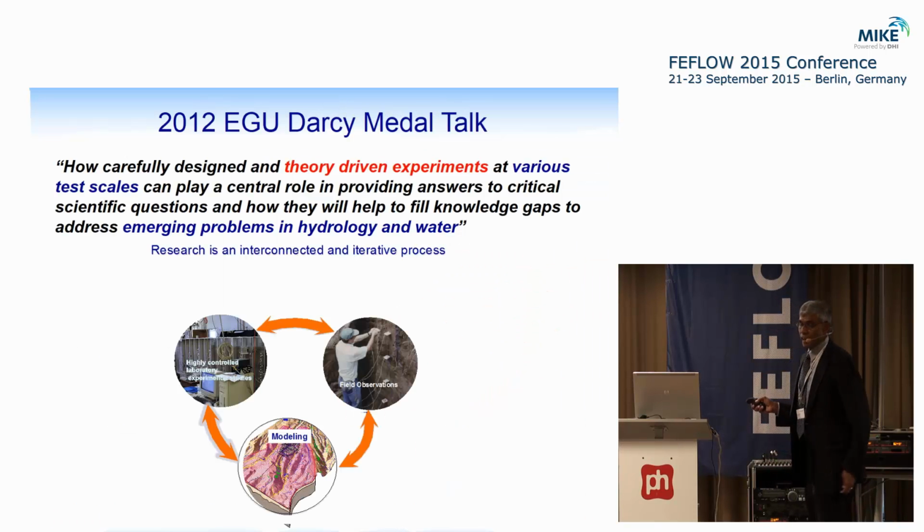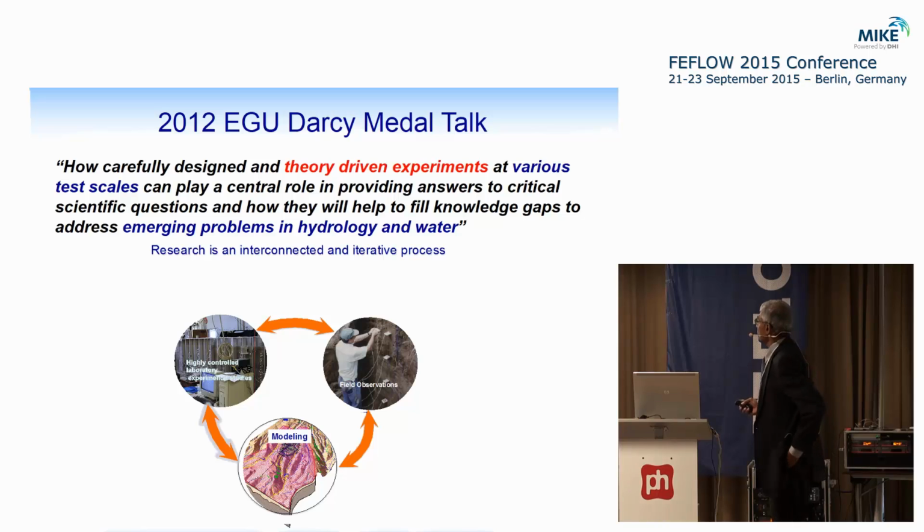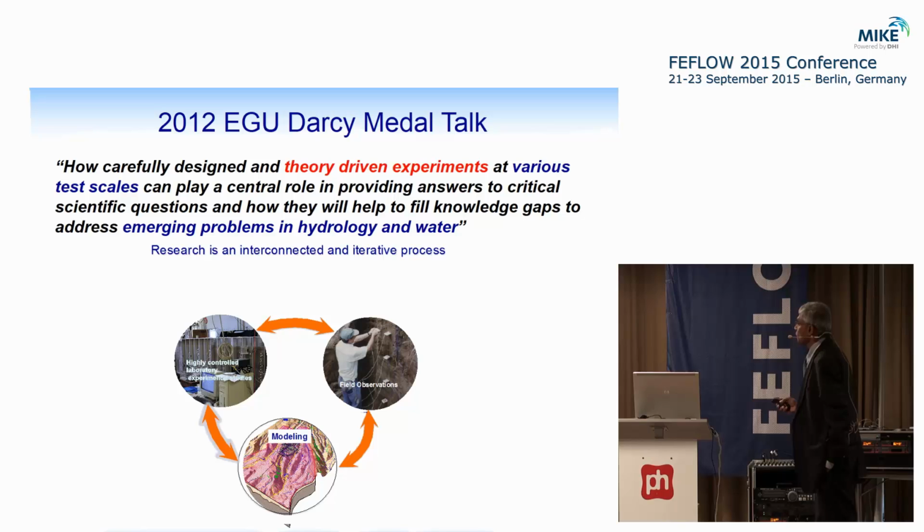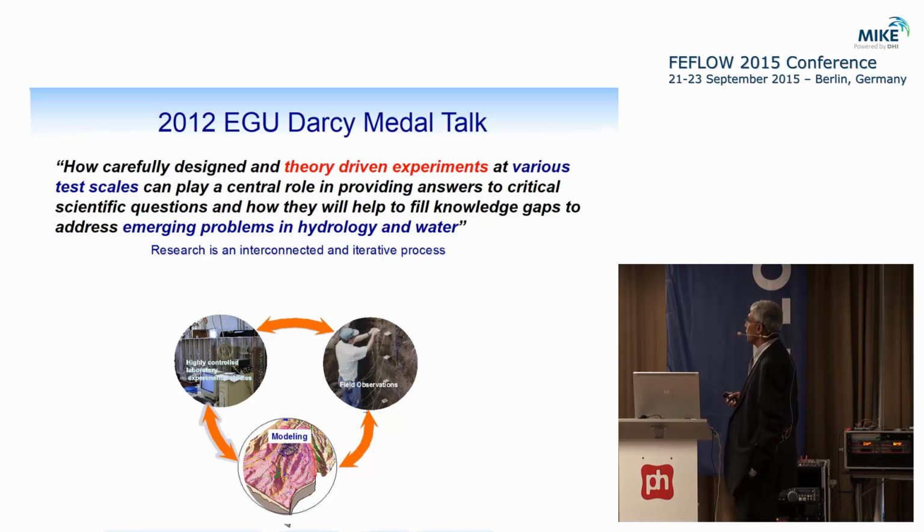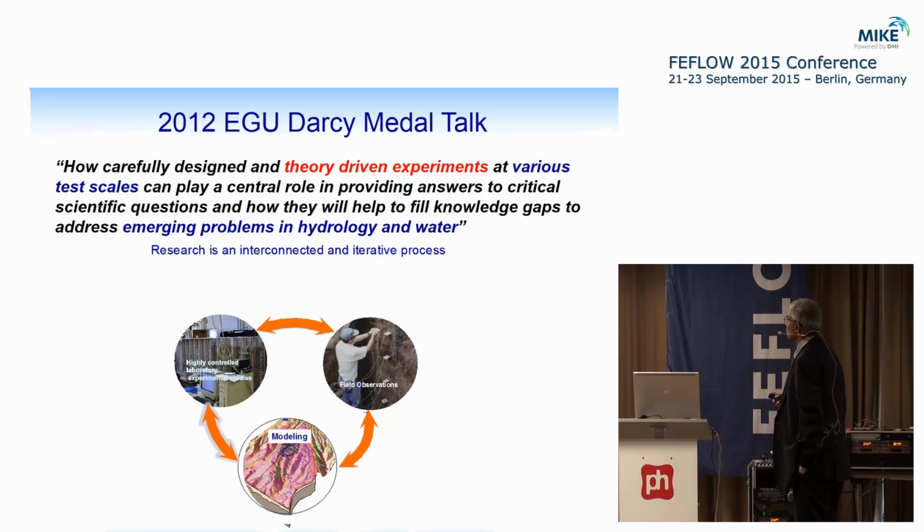So the general idea in all my presentation, which I'm going to talk about today, is primarily based on this. I gave a Darcy medal talk in 2012. So the idea here is that I was trying to make the argument that if you do really good experiments, I call them theory-driven experiments, at various test scales, then you can still help to fill a number of knowledge gaps in the understanding of some of the processes which are important in emerging problems. So I'm going to talk about a few of these problems as we go.